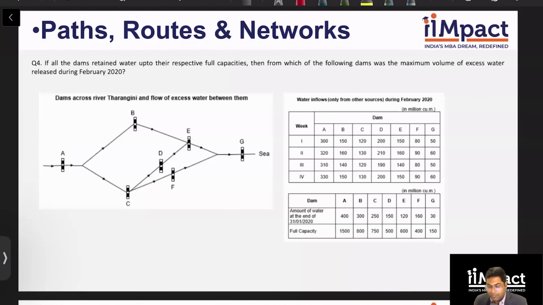Again, a very similar sitter, a low-hanging fruit. If all the dams retained water up to their respective full capacities, then from which of the following dams was the maximum volume of excess water released during February? Guys, do I need to solve this question?